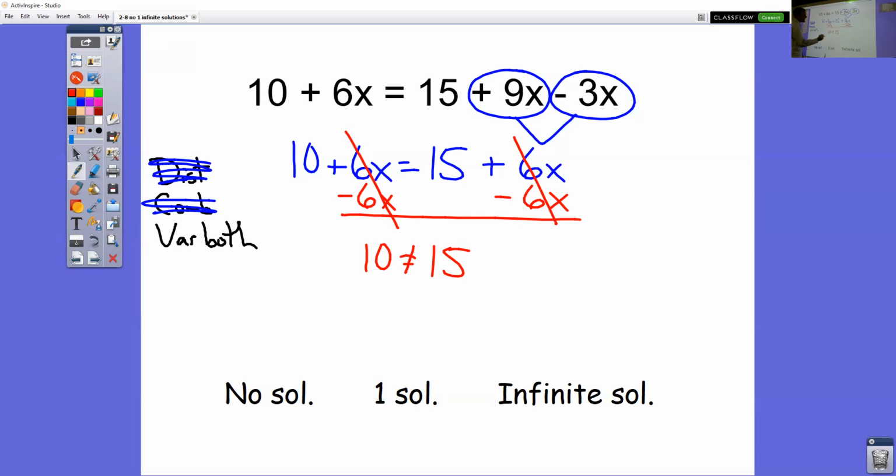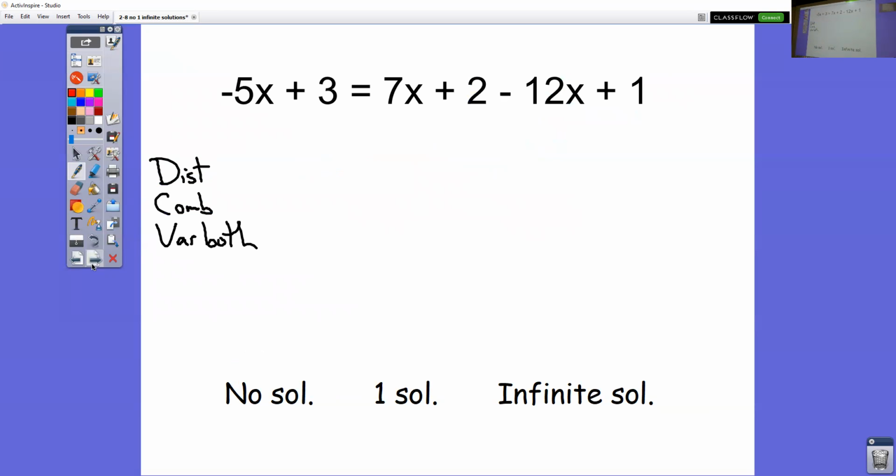Well, 10 does not equal 15. That doesn't make any sense. So that is no solution. There is no answer to this equation. No numbers could you sub back in and do a check and have it work. So there is no answer. It's an unsolvable equation. So when all the letters cancel out like they did this, and you end up with different things on both sides, it is no solution.